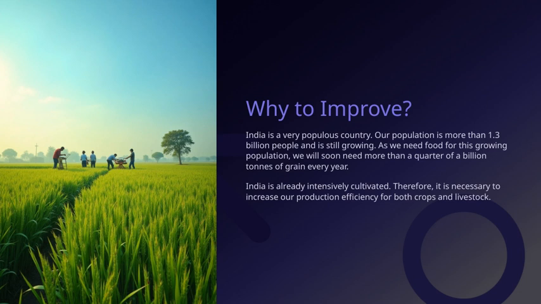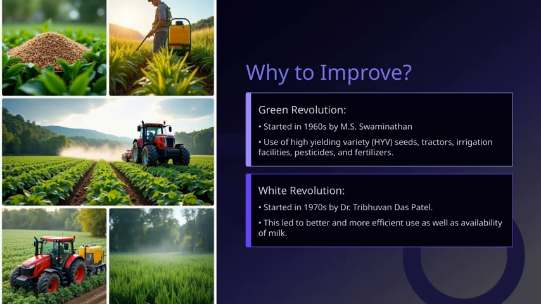Improving efficiency is key to meeting the increasing food demand, while making sure our resources are used sustainably. This is essential to support our future growth and to ensure food security for all. So, why do we need to improve our agricultural practices?